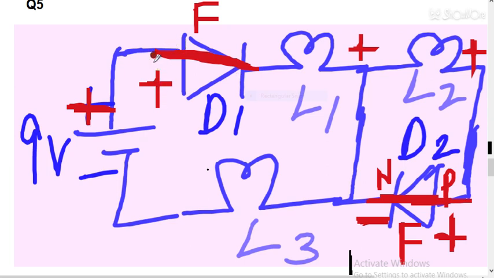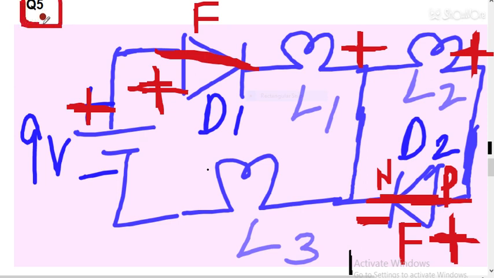Here the positive voltage will come, so it will be forward biased. Positive voltage will go further and some positive potential will go in this way also. So here some positive potential may be on the P side, that's why this diode is forward biased. So both the diodes in question number 5 are forward biased.